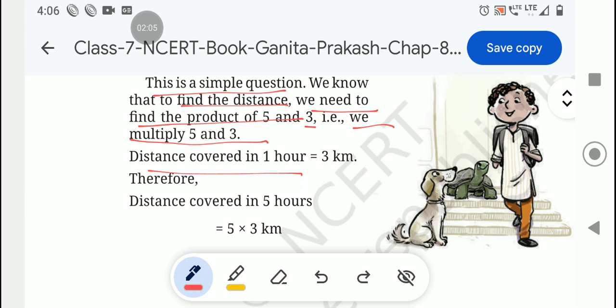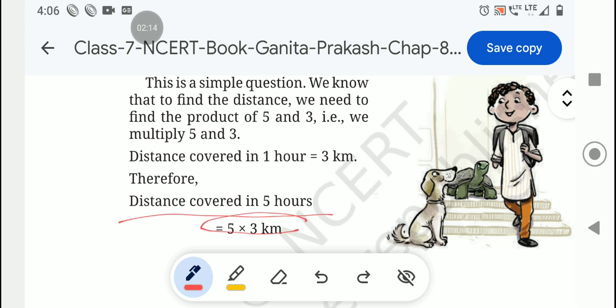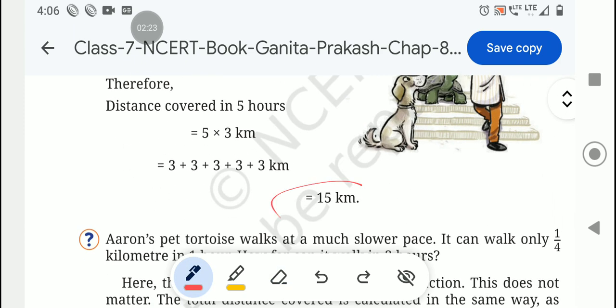Distance covered in 1 hour: 3 kilometers. Therefore distance covered in 5 hours: 3 into 5, as they said here, we have to multiply. If we multiply, the answer we get is 15. So here you can see, 5 3s are 15.